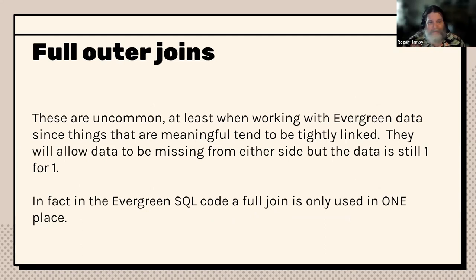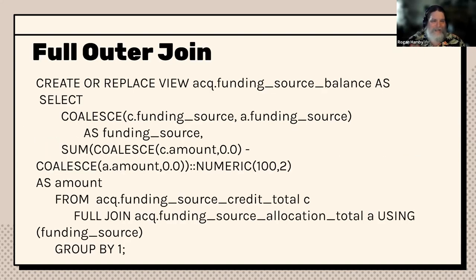But full outer joins are the next thing to talk about. Now, I really struggled when I was working on this to think of a functional, reasonable example of a full outer join. So I thought, well, let me just query the source code and grep through it and find one. And I found that in the folder of SQL source code for Evergreen, there's only one full join in the whole thing. That gives you an idea of how they're not used a whole lot. So I don't want to spend a whole bunch of time on this when they're not very practical. But for the sake of the presentation, I grabbed that from the source code. And it's for a funding view, the acquisitions funding source balance, where it makes sense. You want to see everything on both sides.